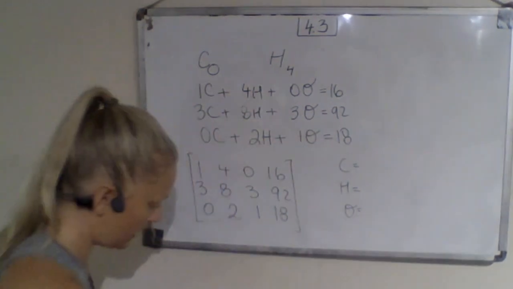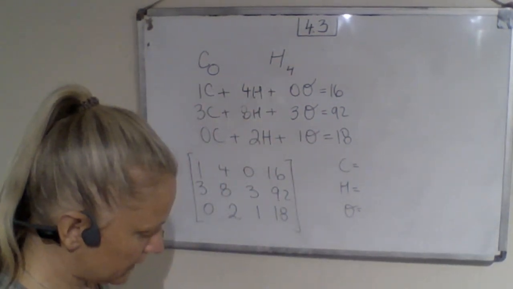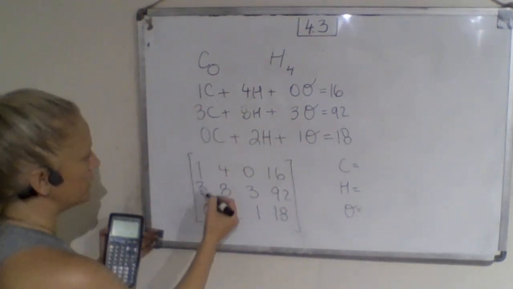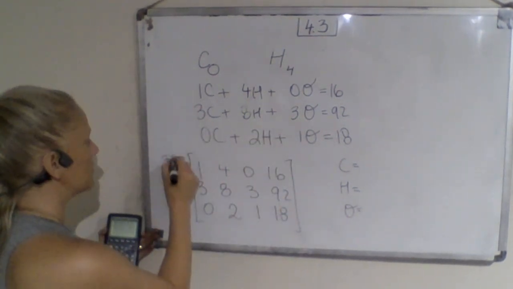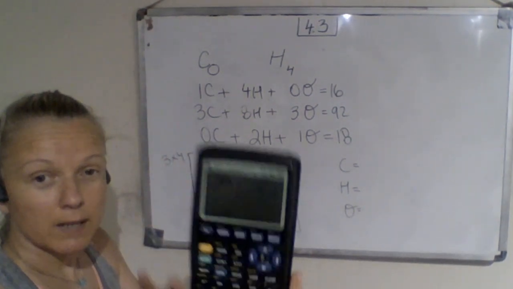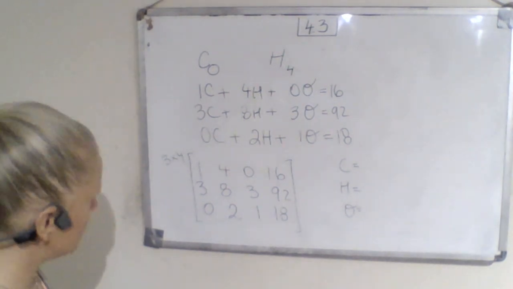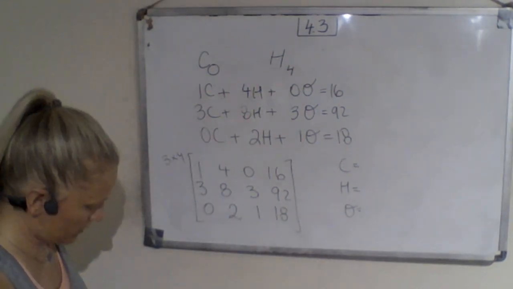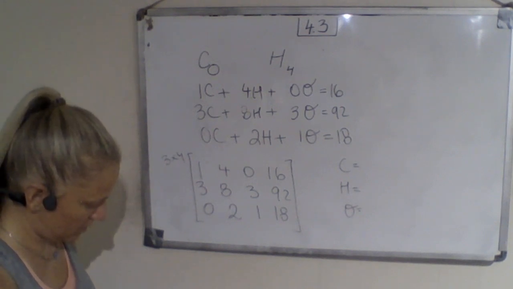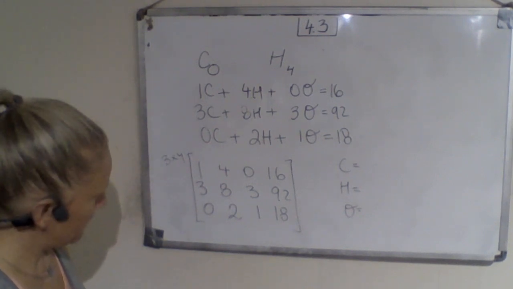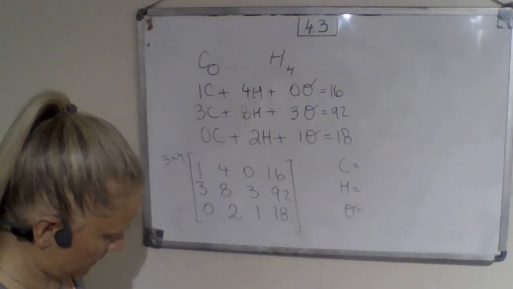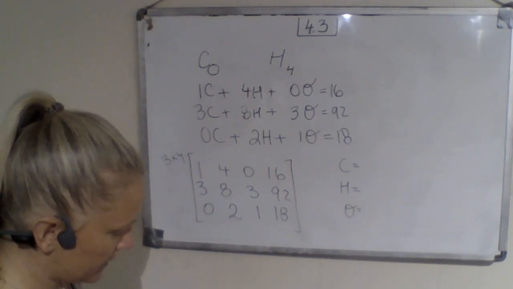Well, here we go. Second matrix. We go over to edit. Let's look at this really fast. I have 1, 2, 3 rows, 1, 2, 3, 4 columns. It's a 3 by 4. Let's go ahead and go 3, enter, 4, enter. Right now you have a 3 by 4. We're going to introduce them by rows. 1, 4, 0, 16, 3, 8, not 5 but 8, 3, 92, 0, 2, 1, 18. And now they're all in.